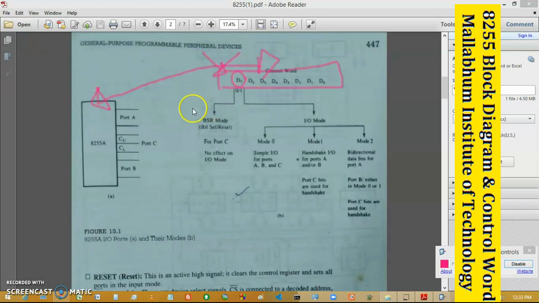Now bit D7, if it is 0, is used for BSR mode, and if it is 1, it is used for IO mode. BSR mode's full form is bit set reset mode. It is used only for port C. We will see it later.